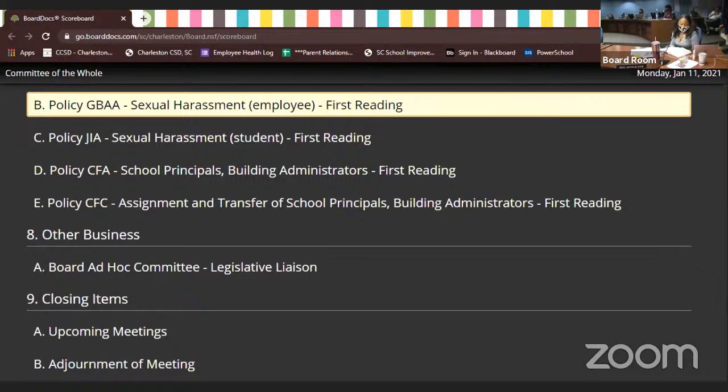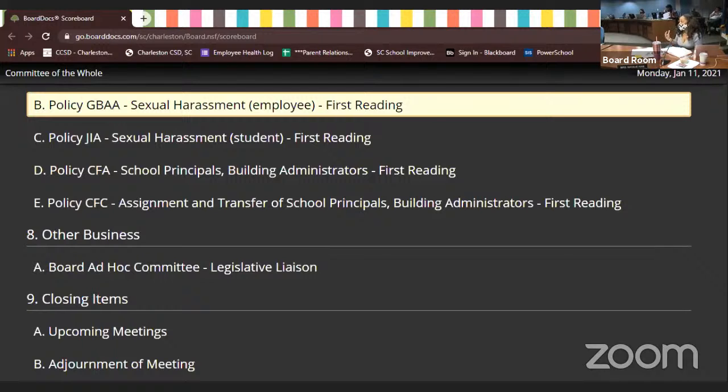So what this policy allows us to do is reference Title IX, so that if there is a specific complaint with regards to sexual harassment, a person is immediately notified that you need to check in with the Title IX coordinator, and that process is checked off. When that process does not apply, we need to have a better policy in place for sexual harassment, which is why this has been created.